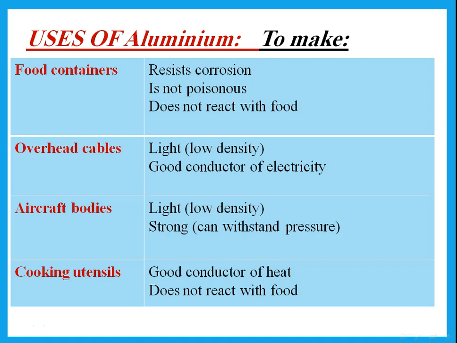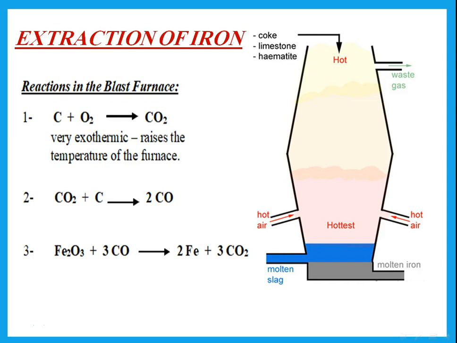We also use aluminium for cooking utensils. Why do we use it for cooking utensils? Because it's a good conductor of heat, and it will not react with the food because it has a protective oxide layer. Okay, the other metal that we need to know the extraction of is iron.